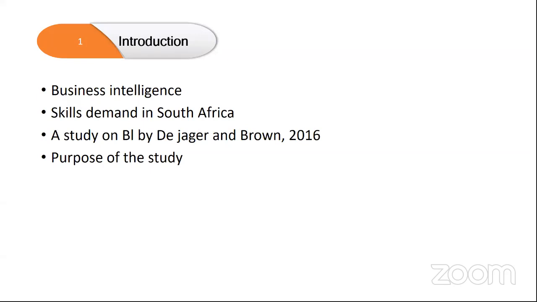So just to give you a brief background about business intelligence. Business intelligence is a process of collecting, analyzing, and interpreting data for strategic decision making, as well as predicting future events of an organization. With BI, it also enables the top management to extract useful information from the historical and current data to solve business problems. On skills demand in South Africa, a report on skills planning and demand in South Africa indicates that not enough effort has been made to improve employee skills.